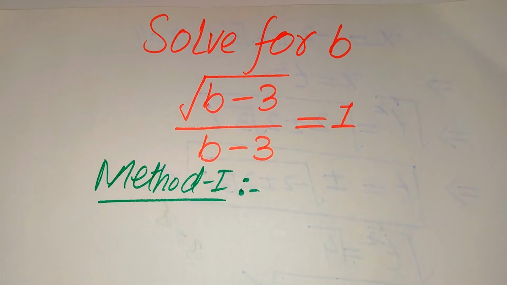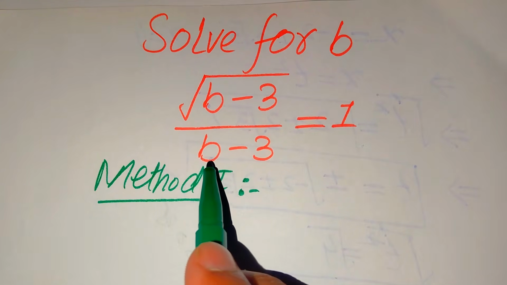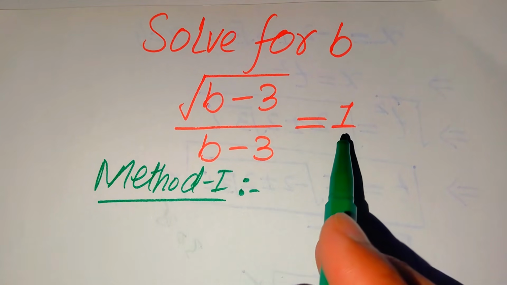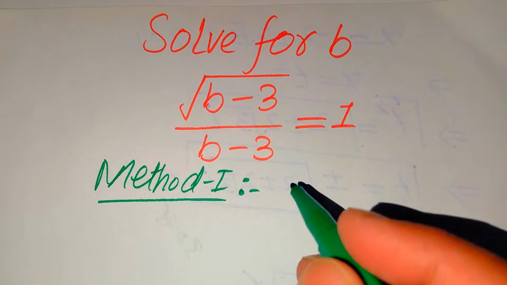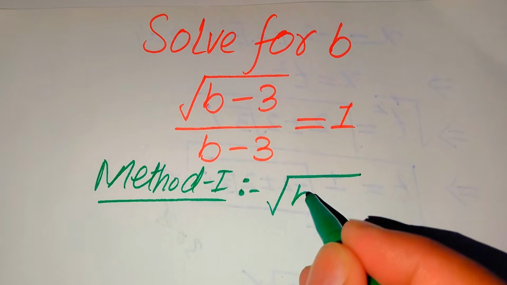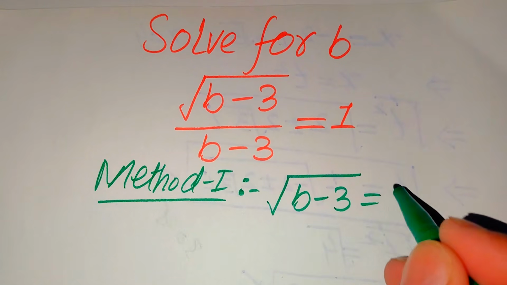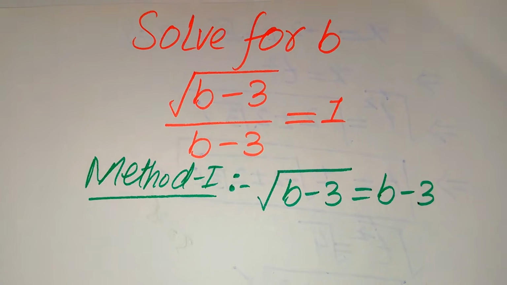And now we move towards the solution of this problem from the first method. In the first method, we move b minus 3 from the left hand side to the right hand side, where it is divided. When we move it to the right hand side, it is multiplied by 1, and it will be written as the square root of b minus 3 equals b minus 3.